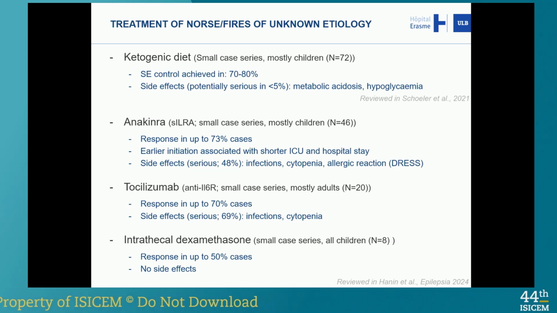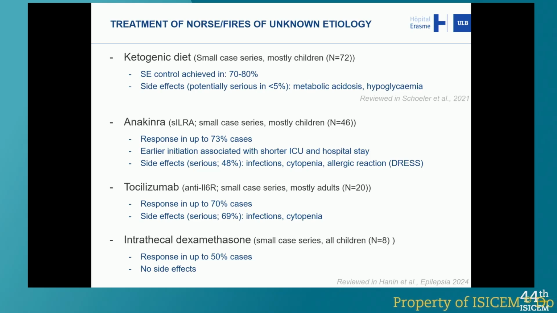In adults, what's more popular is tocilizumab. It's an anti-interleukin-6. You all know about it from the COVID pandemic, of course. It seems to work as well. Interleukin-6 is just downstream of interleukin-1 beta, so you're just acting one level below. It seems to work quite well, 70% response, quite impressive as well. But again, serious side effects in a lot of cases, especially, again, infections.